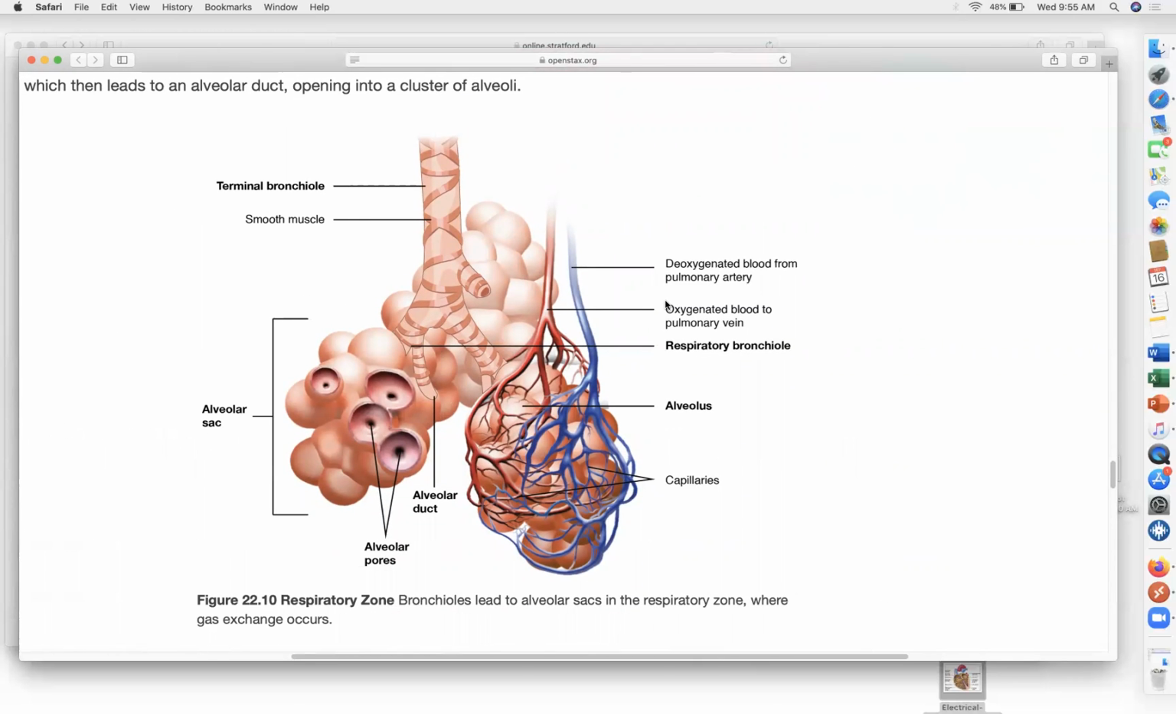The conduction zone is the upper respiratory tract, also known as the dead zone, because it doesn't really contribute to gas exchange. What does contribute to gas exchange? Well, there are these bunches of grapes called alveoli. They are at the end of the bronchioles.